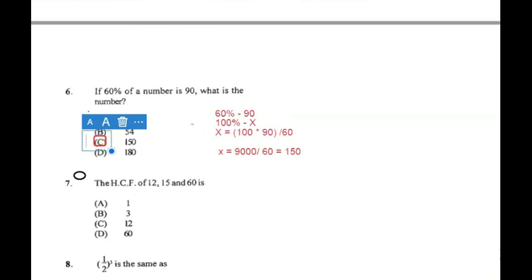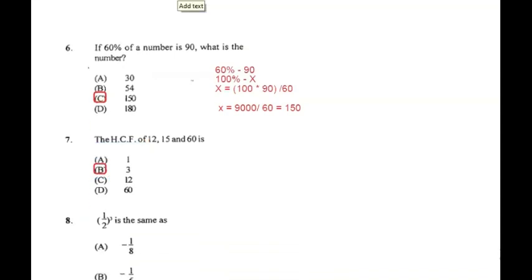So number 7 states, the highest common factor of 12, 15, and 60 is. This question was worked in the 2005 and 2013 paper, so you can check in the description below for the link. But the common factors of these numbers are 1 and 3, with the highest obviously being 3. We're just looking for the highest number that can be divided into all 3 numbers without leaving a remainder. So our answer is B.